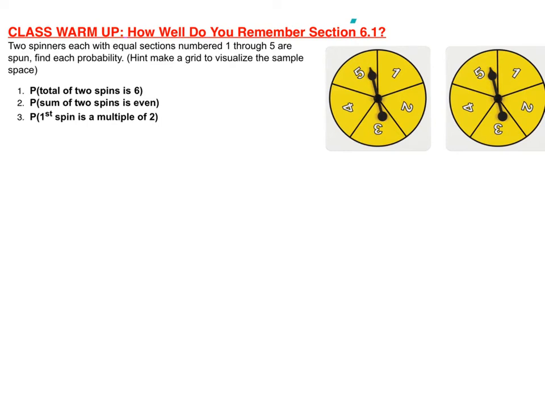Now to do this warm-up, what I would do is we are spinning two 5-sector spinners at the same time. So I'm going to sketch out that sample space. And again, I like to do, maybe I'll list it as spin 1 up here, spin 2 over here. Doesn't matter which one you call which.